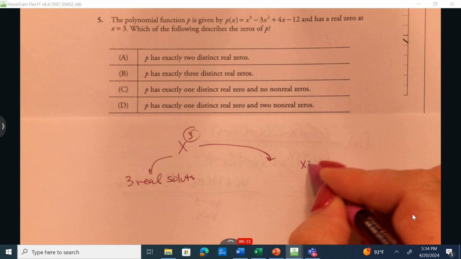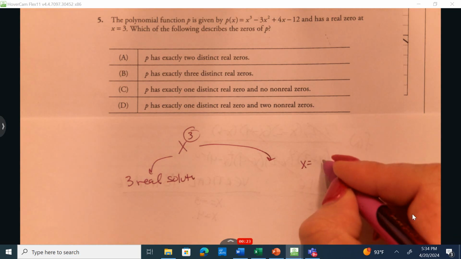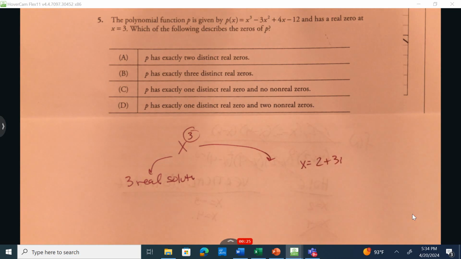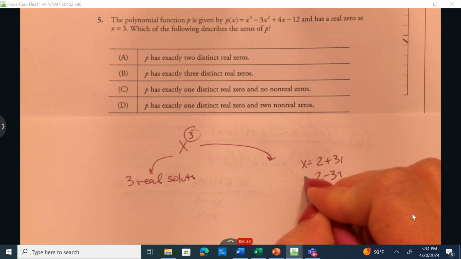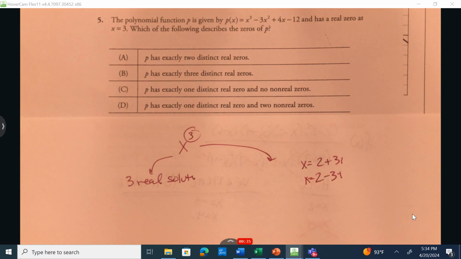and if you want just a reminder, what does imaginary look like? It's going to contain an i, so something like this. If there is an imaginary, we will have both that imaginary and its conjugate. I'll give you an example, 2 plus 3i, and we'll have the conjugate of it. So imaginary solutions always come in pairs.